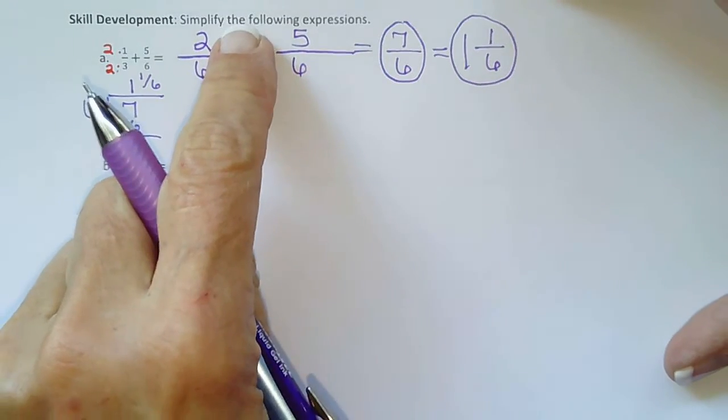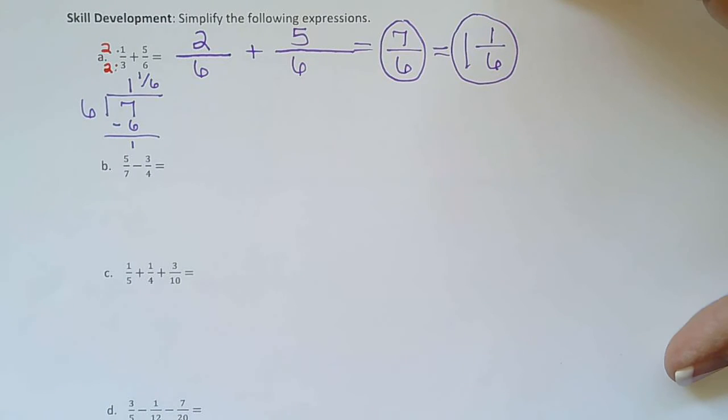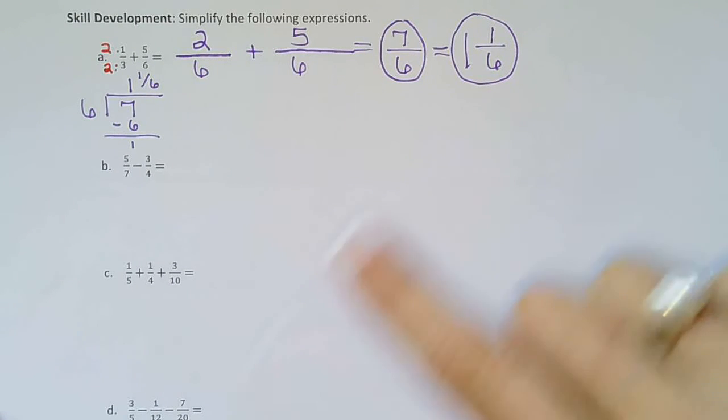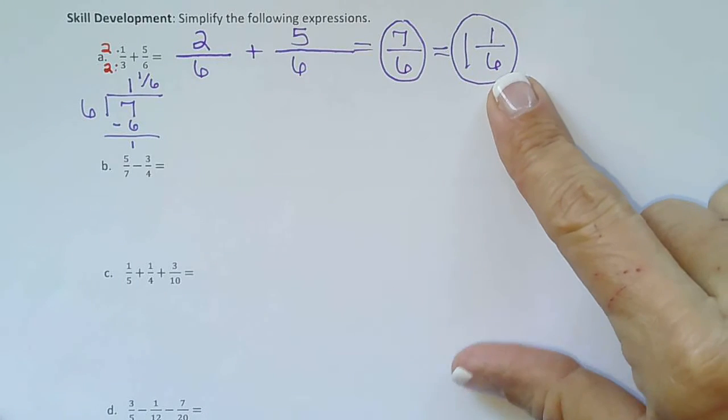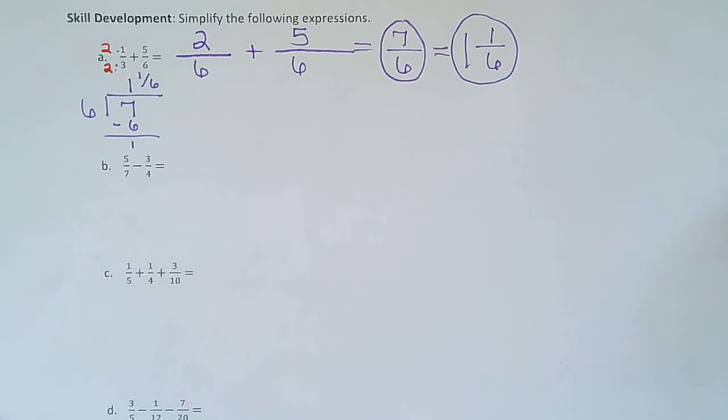If they had these directions on the test, just leave it 7/6. Why do an extra step if you don't need to, right? So this would be called a simplified fraction. This would be called a mixed number.